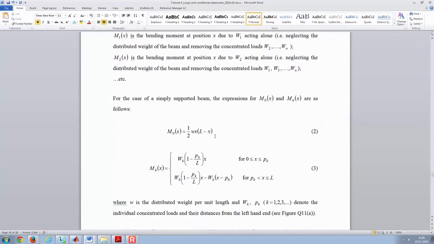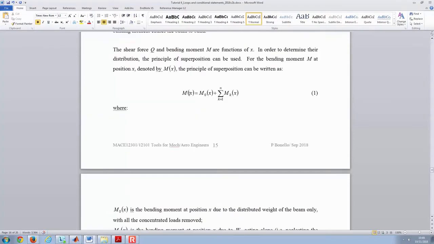And this is the expression for the bending moment distribution due to the weight of the beam on its own, with all the applied loads removed. And this is the bending moment distribution due to a single concentrated load of Wk at a distance of Pk from the left hand end, with all the other loads removed and not considering the weight of the beam. Okay? Now the program had to do a graph of the total bending moment versus x, where x is the distance from the left hand end.